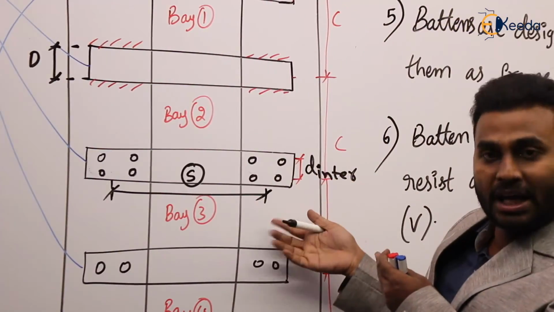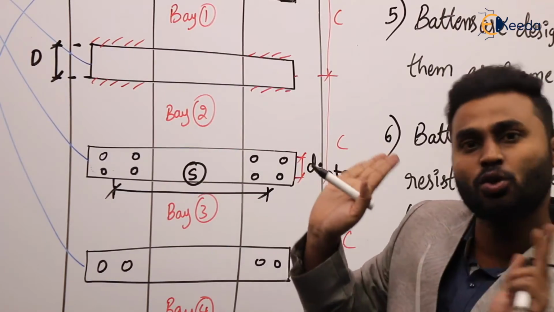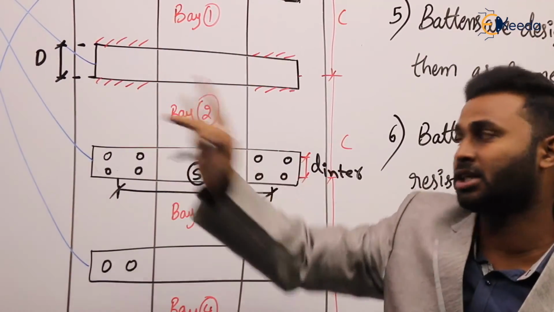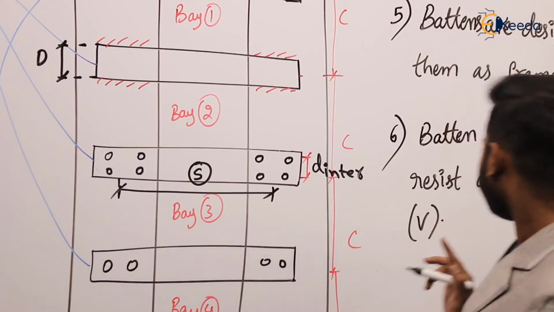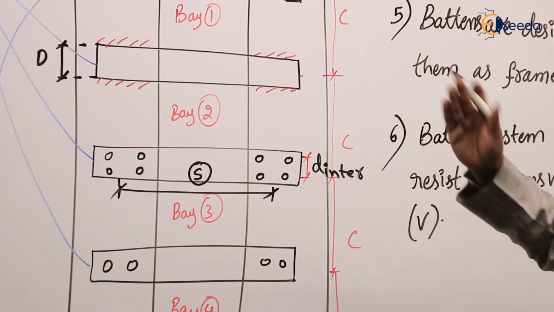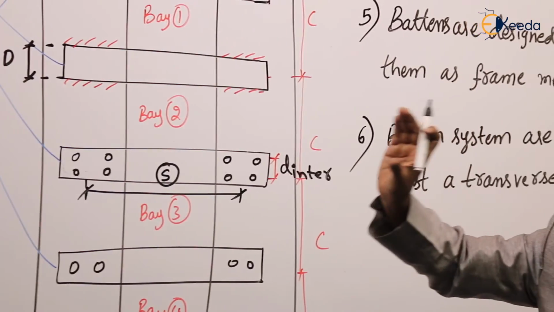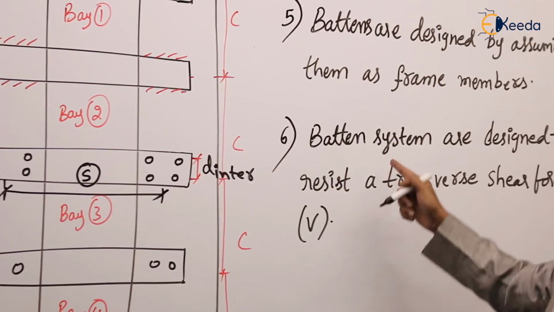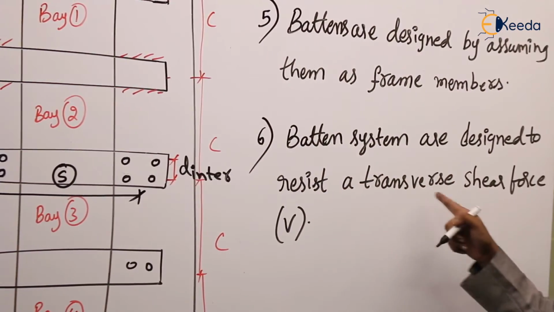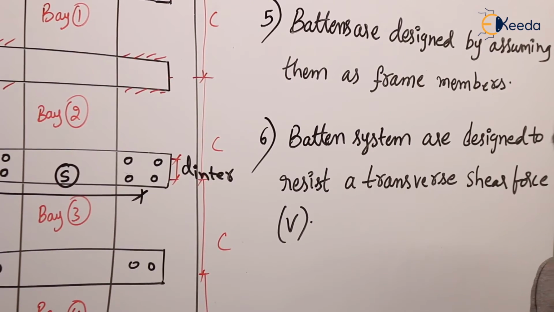in this diagram or in this view. So there exist two planes here in this diagram. Okay, in our example there exist two planes. Obviously those two planes are called the batten system. So this total batten system, these total two planes of battens, are subjected to a transverse shear force of V. So how much transverse shear force V?